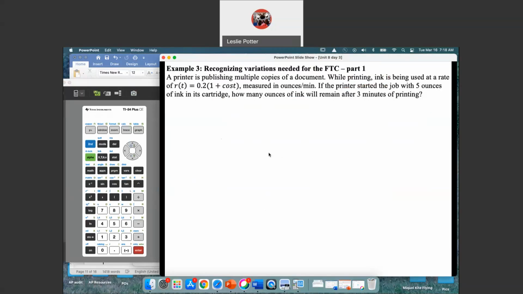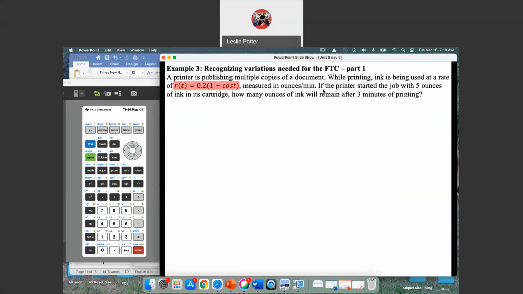Okay, so let's look at example 3. Now we're going to start testing variations on the fundamental theorem of calculus. While the last example was leaking water and they gave you a negative rate, in this example they give you a rate, and it's a printer printing documents, which obviously uses ink. It says ink is being used at a rate of 0.2 times quantity 1 plus... So notice, no negative sign. They're leaving it on us to realize that this needs to be a negative expression when we put it into the fundamental theorem of calculus.